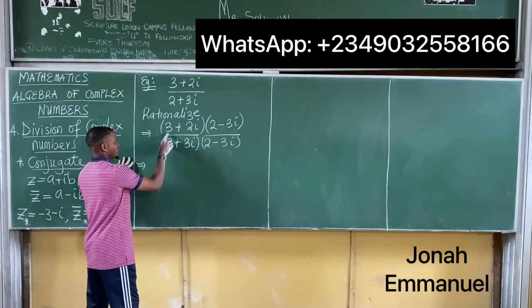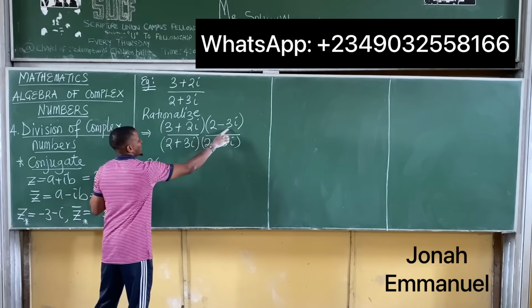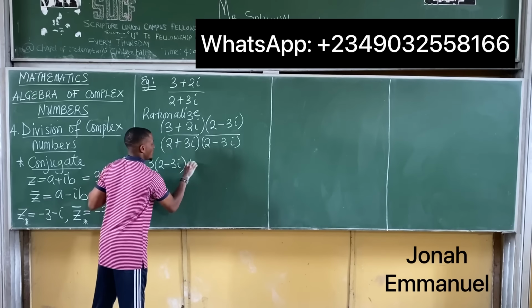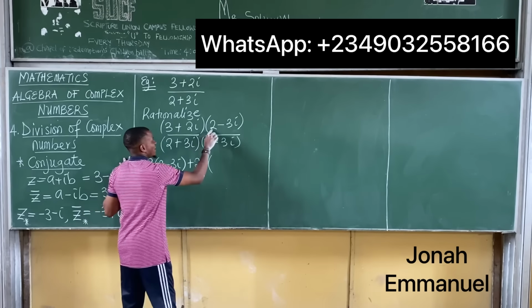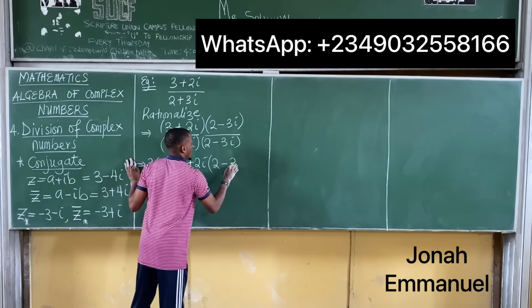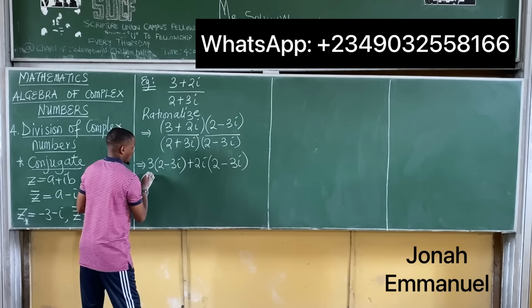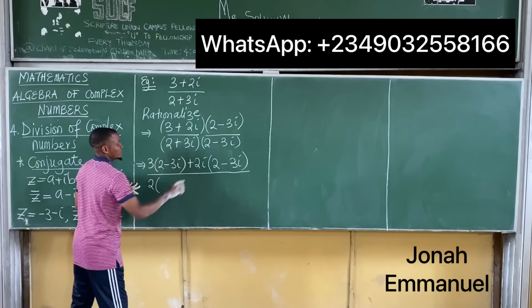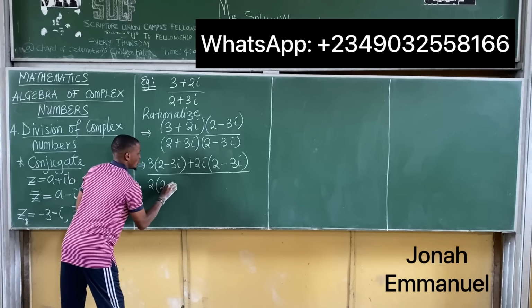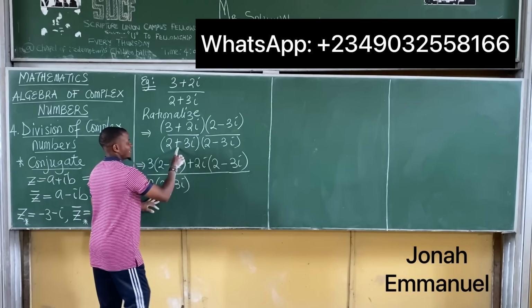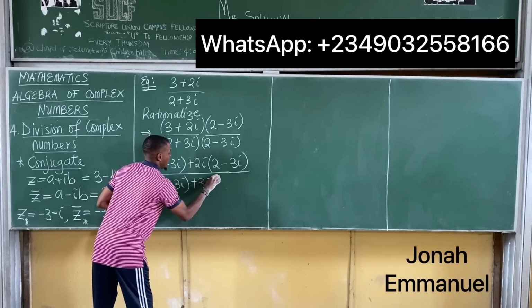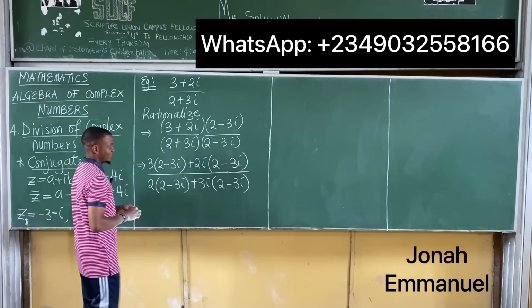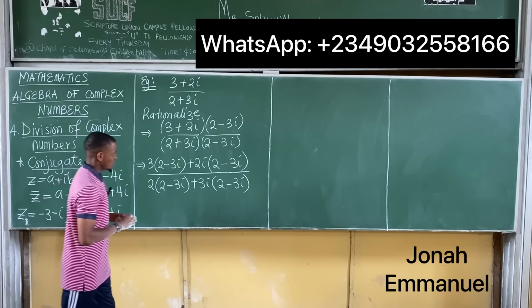This will give you first term here, 3, multiply everything here, 2 minus 3i. Second term here, plus 2i, multiply everything here, 2 minus 3i, all over first term here, 2, multiply everything here, 2 minus 3i, second term here, plus 3i, multiply everything here, 2 minus 3i. So I have this. All right, let's expand this and see what we have.